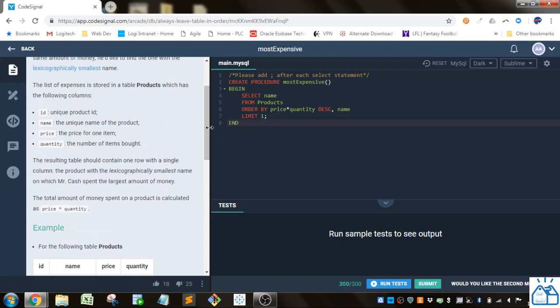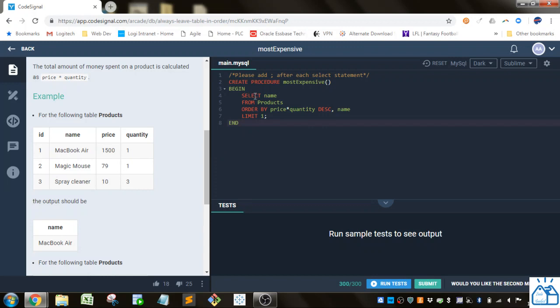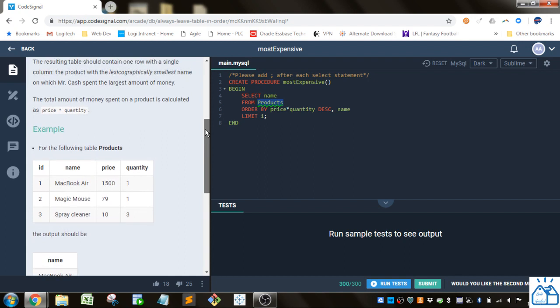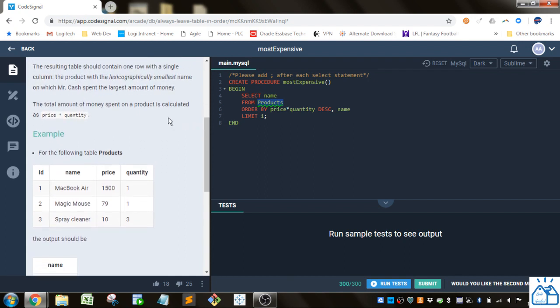So what they want is the name column. So we're going to select name from, we've only got one table, so it's the products table, so just put in products. And we're going to order it by, first we're going to order it by what's the largest amount of money spent, and they've already defined that for us as price times quantity. So we're ordering by price times quantity, and we need to put in this descending keyword to tell SQL that we want it descending, so the highest total on top and down.